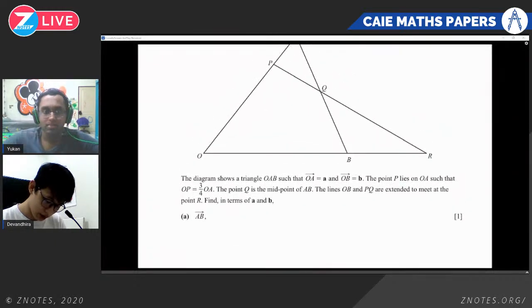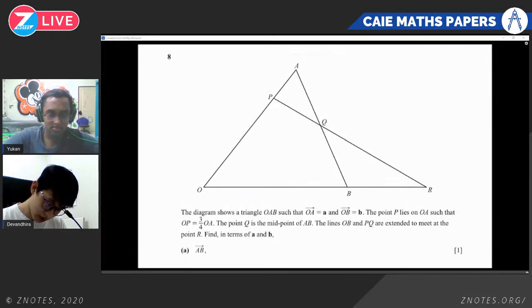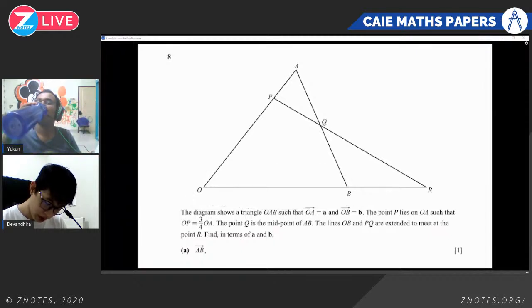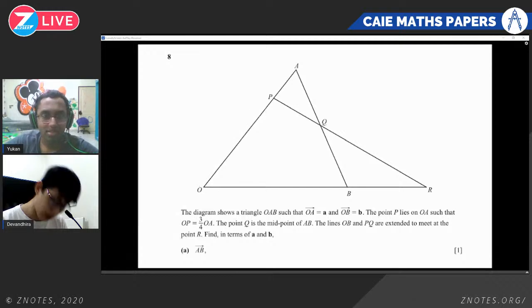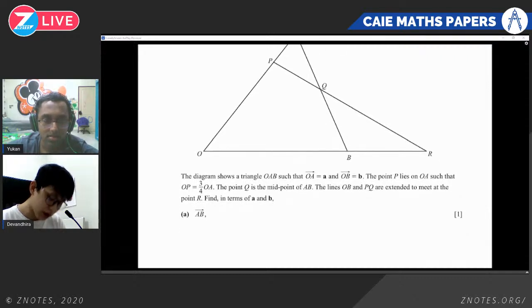A vector question. The diagram shows a triangle OAB, this one, such that OA is A. Here's OA. And OB is equal to B. OB is right here. The point P lies on OA such that OP is equal to 3/4 of OA. So here's P, 3/4 of OA. The point Q is the midpoint of AB. Right here, there's Q. The lines OB and PQ are extended to meet at the point R. Find in terms of A and B the vector AB.